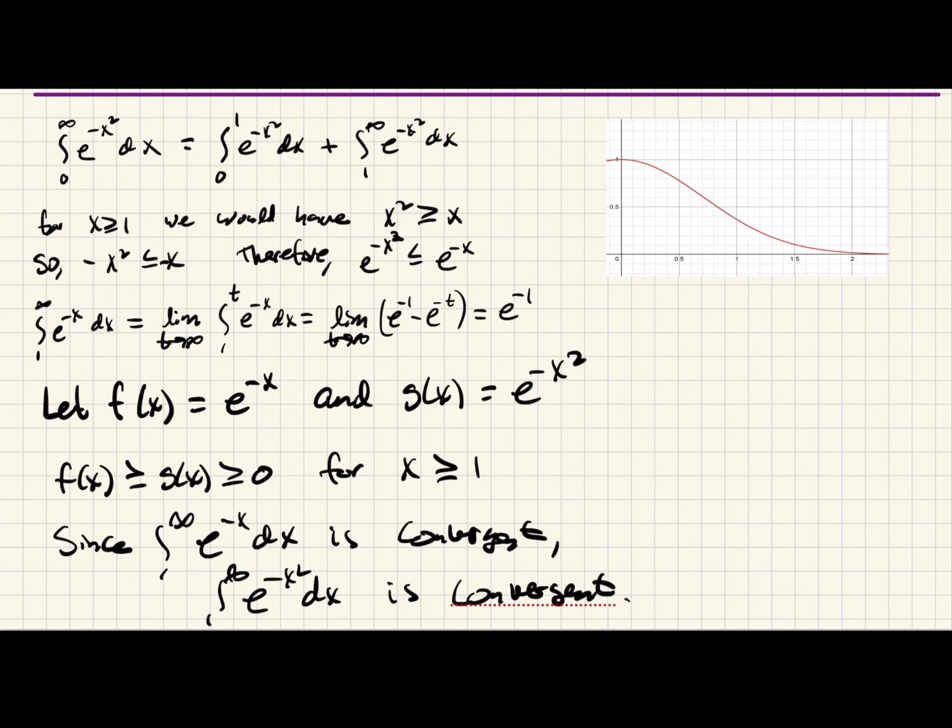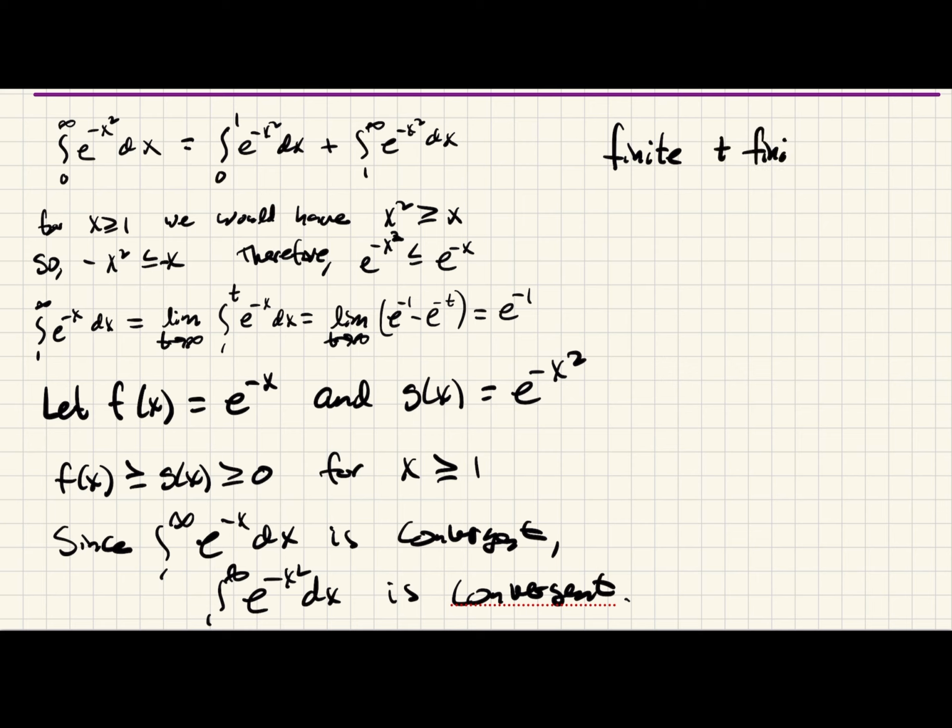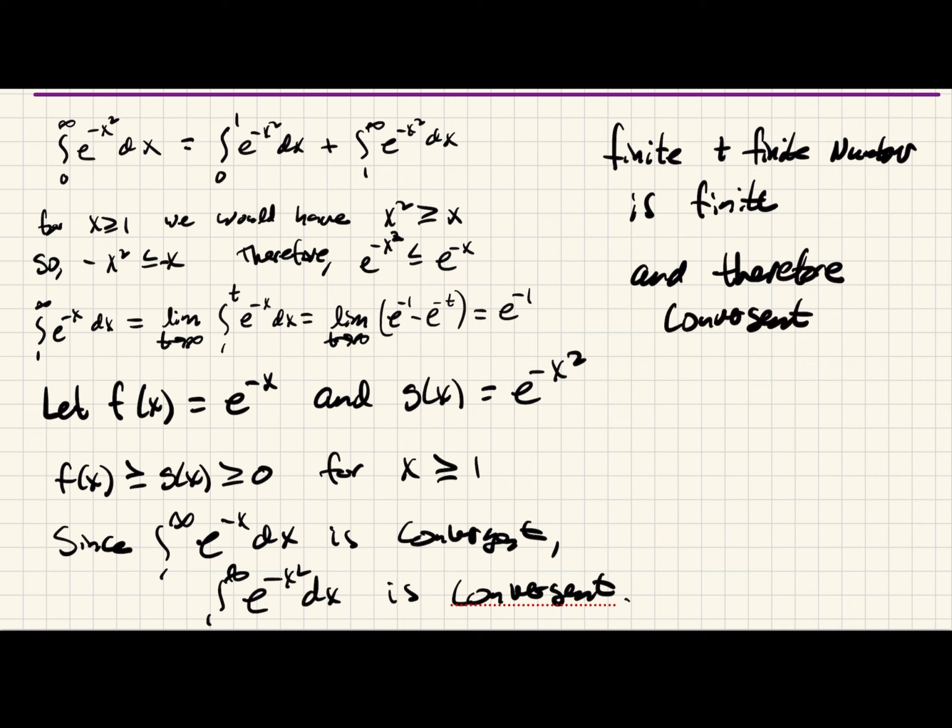A finite value plus a finite value. It's a finite value plus a finite value. It means it's converged. Very good. But we have to state that. We're going to have to state that. A finite number plus a finite number. And this is not going to be sufficient for a complete argument. But a finite number plus a finite number is finite, and therefore convergent. But we're going to come back to this and talk about this next time, okay?